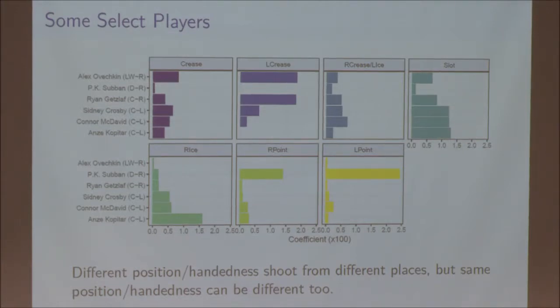And then I've got 4 centers. 3 of them are left-handed, 1 of them is right-handed, so Getzlaf is right-handed, and he shoots from the left crease, which again, like Ovechkin, makes him a little bit different. Shooting right-handed from the left crease is not common.